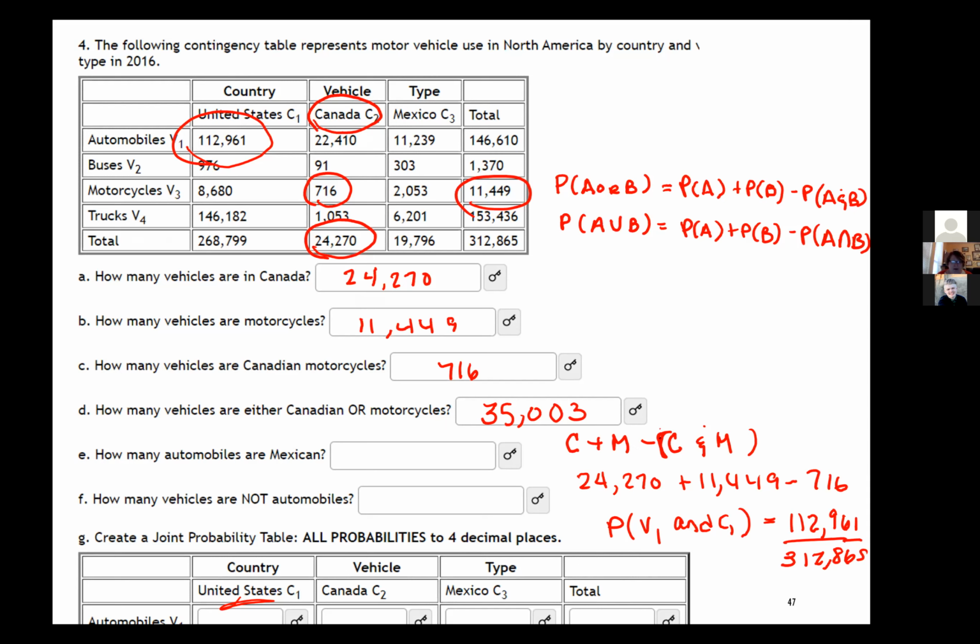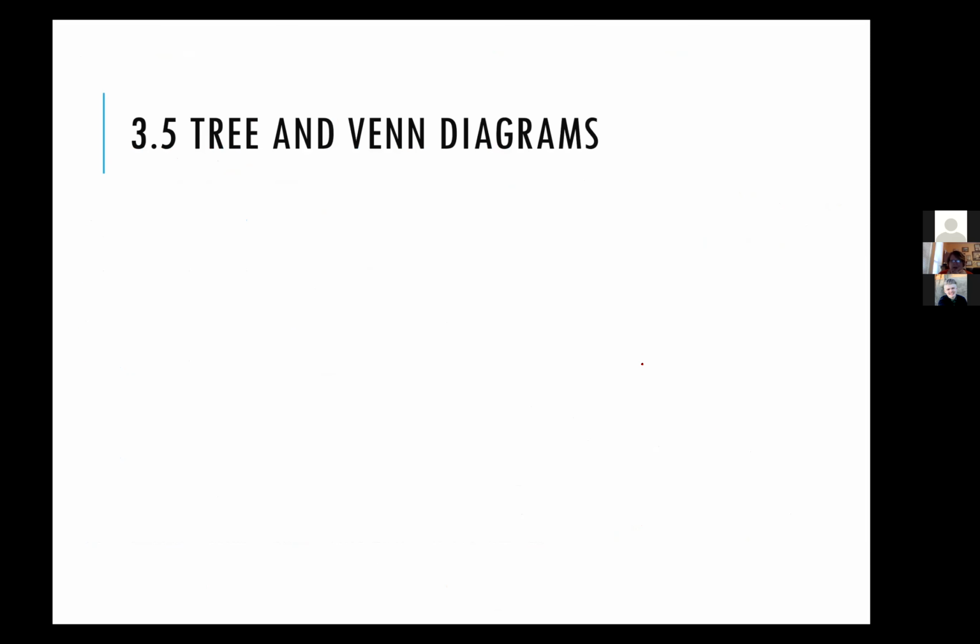All right, let's continue then our discussion on chapter 3. We're going to finish it up this morning by looking at tree and Venn diagrams.